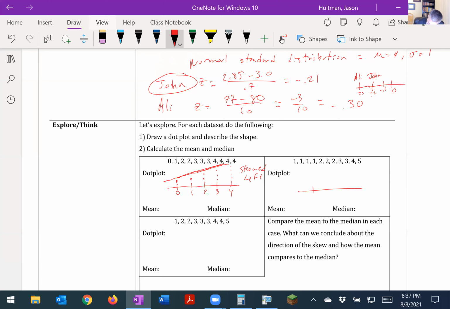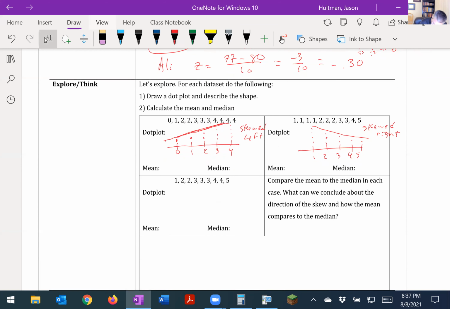We go 1, 2, 3, 4, and 5. This guy, 1, 2, 3, 4, 1, 2, 3, 1, 2, 1, and there we go. And this guy here goes downhill, so that's skewed right. Okay, that's skewed right.